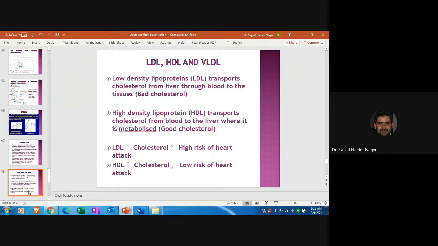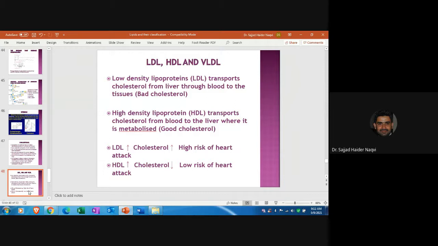You can see here that low density lipoproteins are the ones that transport cholesterol from the site of its manufacturing, that is the liver, via the blood to the tissue. That's particularly what we call the bad cholesterol, because if it's more, that means more of the cholesterol will get a chance to accumulate within the arteries. High density lipoproteins are the ones that transport cholesterol from the blood back to the liver, where it is going to be metabolized. That's being called the good cholesterol.